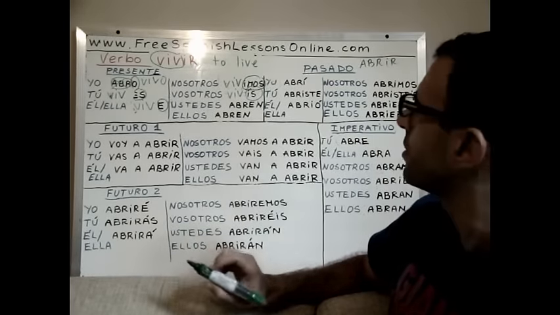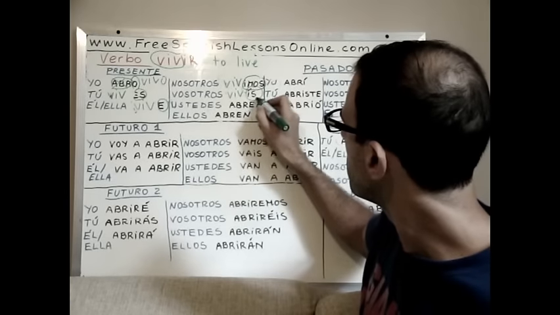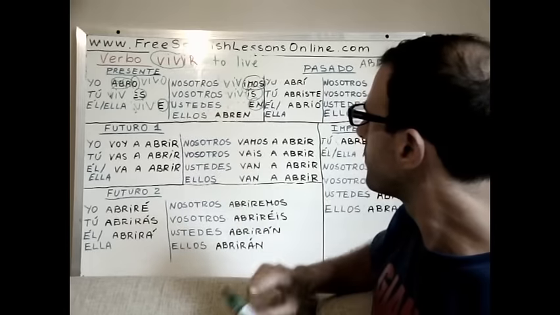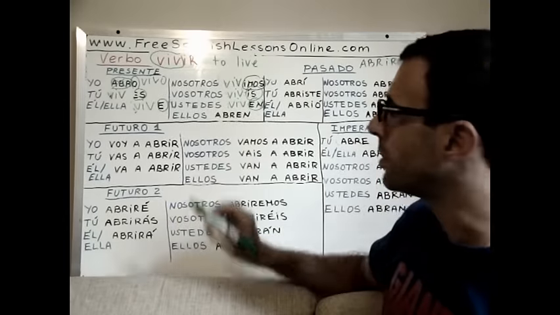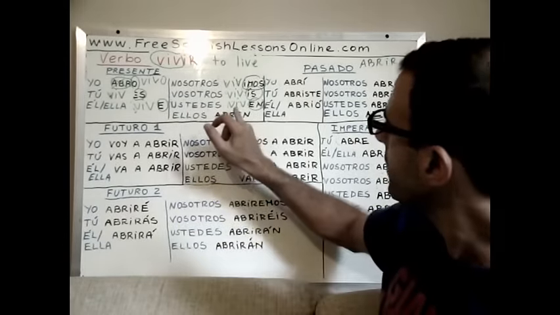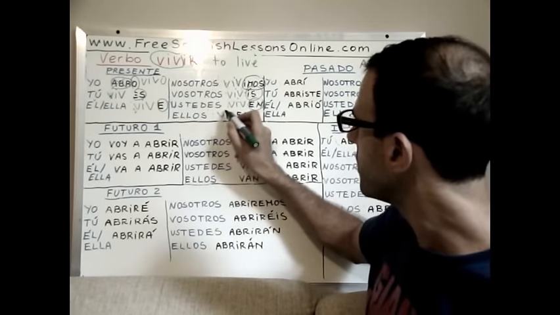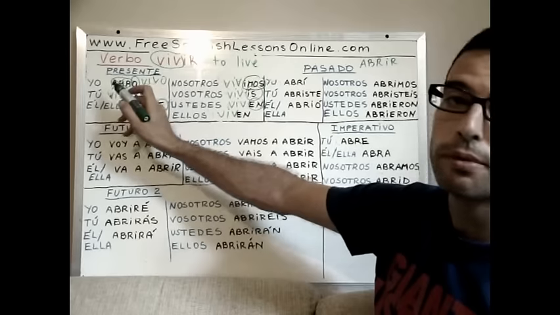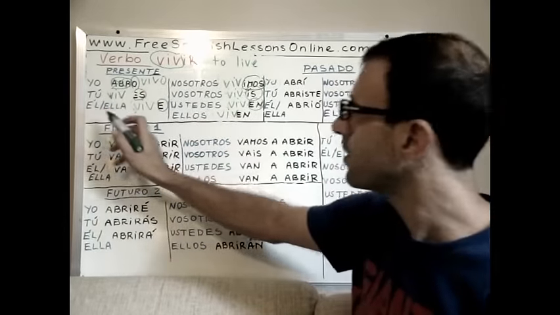Vosotros vivís. You live. You plural. Here, this is the ending. Ustedes viven. Also, you live, but this is used in Latin America. And they, or ellos, viven. Right? So here we have the verb vivir, or to live, conjugated in the present tense.